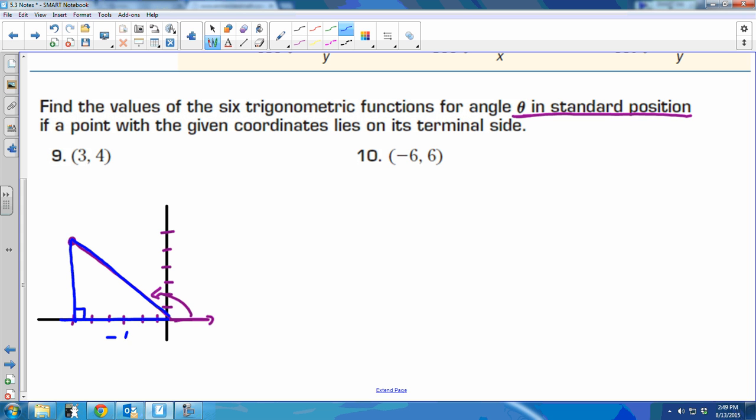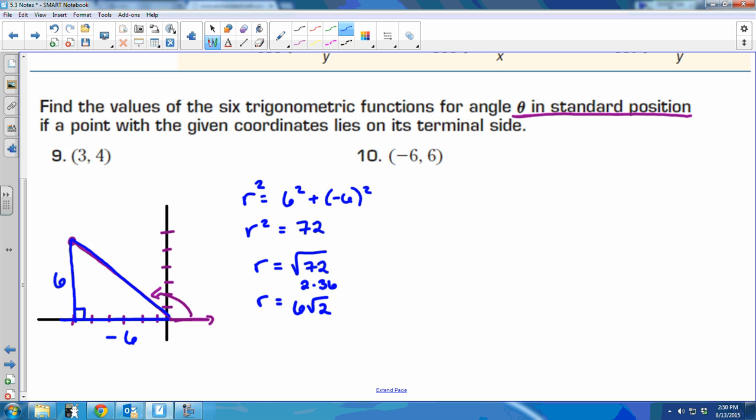So my x-distance was negative 6. The negative does matter. My y-distance was 6. I need to find the hypotenuse this time, right? It's not a special triangle. It's not 3, 4, 5. So I'm going to find the radius, if you thought about this on a circle, or find the hypotenuse. Putting 6 squared plus negative 6 squared, which is 72. So we get the square root of 72. You can leave it like that, or we could simplify because 72 is 2 times 36. So we have 6 square root of 2.